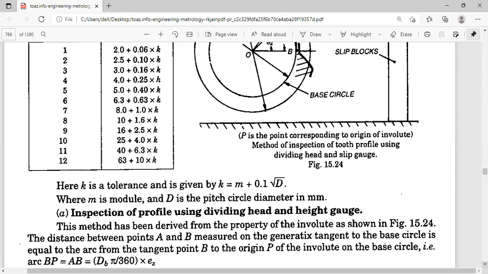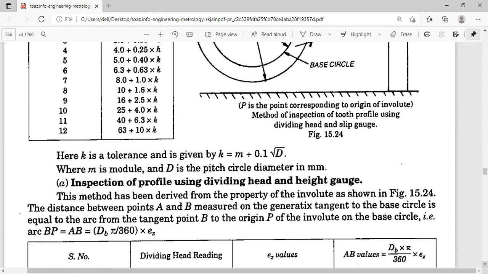So what is the K? K is a tolerance, and is given by K equal to m plus 0.1 into root over dp. I told you, this d is nothing but the pitch circle diameter. You have to put that subscript there. So that is very important.